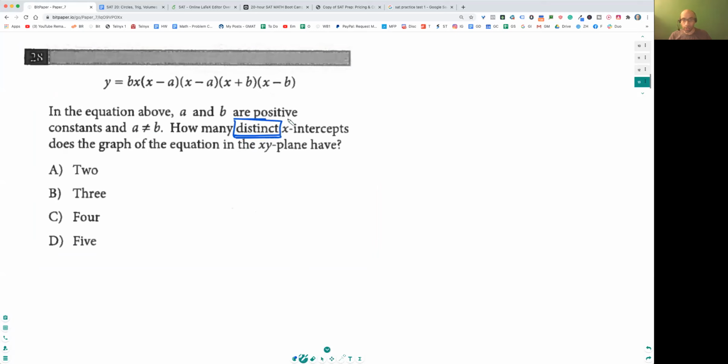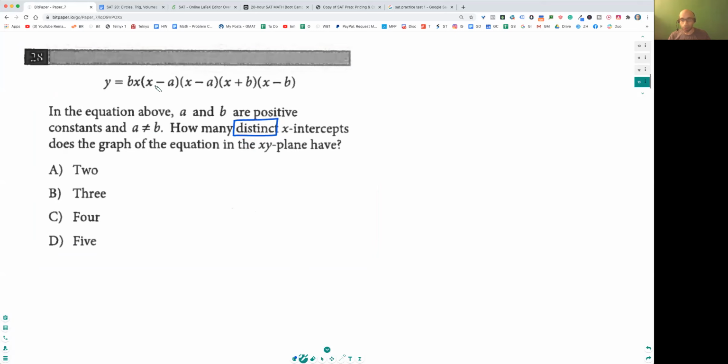Okay, be super careful. It's asking about distinct x-intercepts. Distinct means different. So how many are there? Remember, the way we've done this before is that the roots are going to be equal to 0. Let's say I'm just giving you an example: (x minus 2)(x minus 4)(x minus 7) is equal to 0. Then the roots are when you set x equal to 2, or x equal to 4, or x equal to 7.